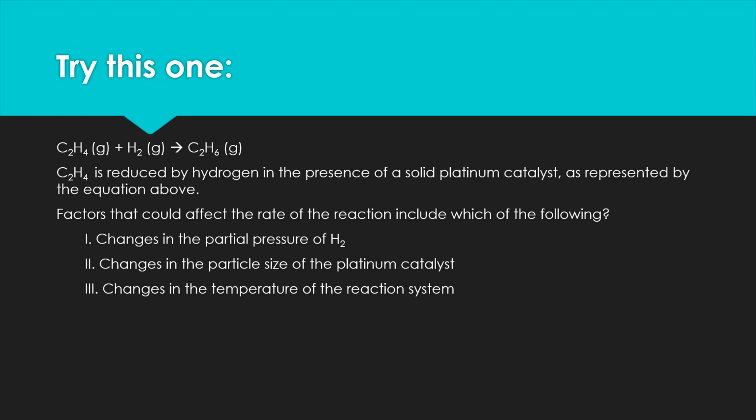So it says changes in the partial pressure of hydrogen. Well, hydrogen is a gas. If we increase that pressure on hydrogen, we can make it react faster. If we decrease hydrogen, it can make it react slower. So that's definitely an option. I'm just highlighting them. Changes in the particle size of the platinum catalyst. Again, particle size is a way we can affect the rate of a reaction. So if we have more particles, it can help the reaction along. And the third one, changes in temperature. If we increase or decrease the temperature, that will change the speed of the reaction. So all of these would be factors that could affect the speed of the reaction, all three of them.